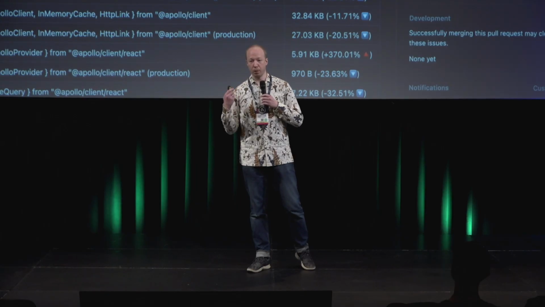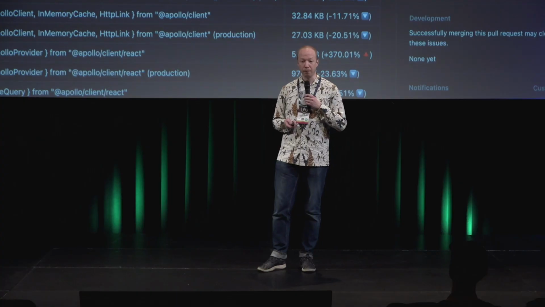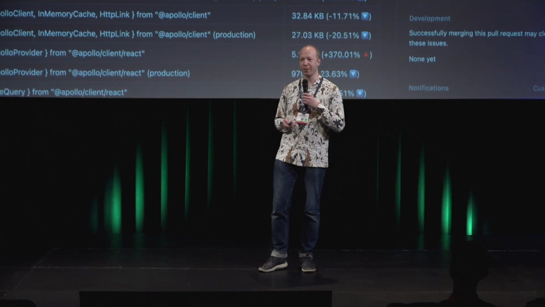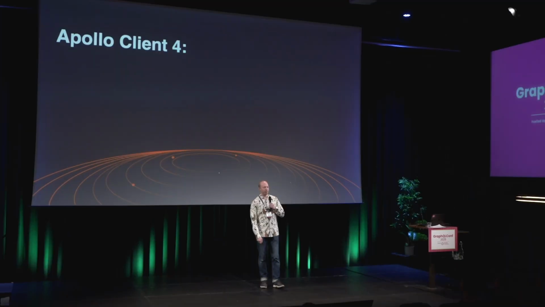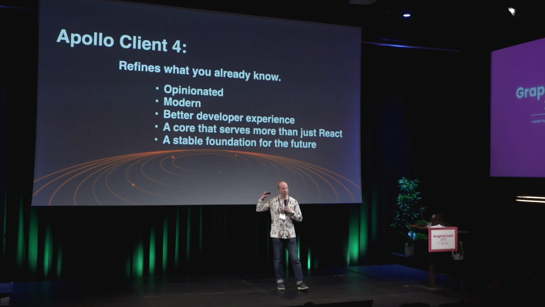Like 250 commits, each of those commits was a full pull request. It's a big release, and we took multiple weeks writing the changelogs and the migration guide. So we're going to look at things that changed in Apollo Client 4 first. The first thing that changed, we refined what you already know.